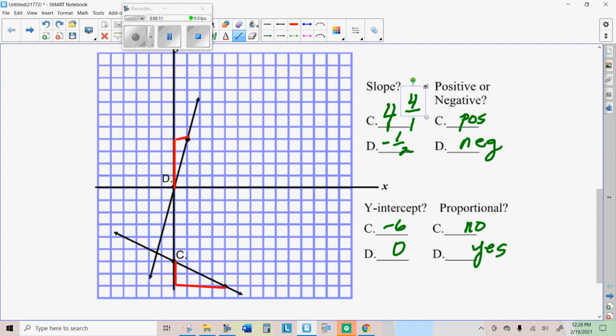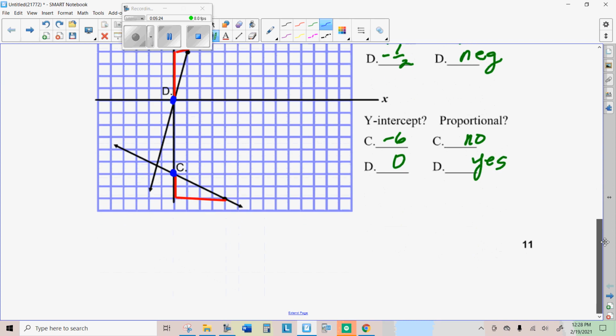The y-intercepts are right here. For C, it's -6. For D, it's 0. When the y-intercept is 0, that will be a proportional relationship.